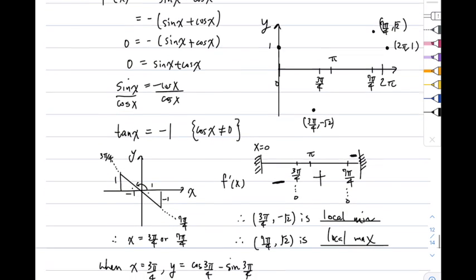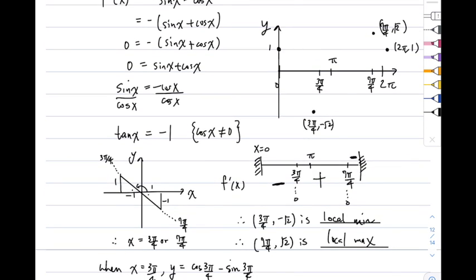Okay, function should be decreasing from 0 to 3 pi over 4. So decreasing. Function should be increasing from 3 pi over 4 to 7/4 of a pi. Okay, so something like that, increasing. And then function should be decreasing afterwards. Okay, and that's the sketch.